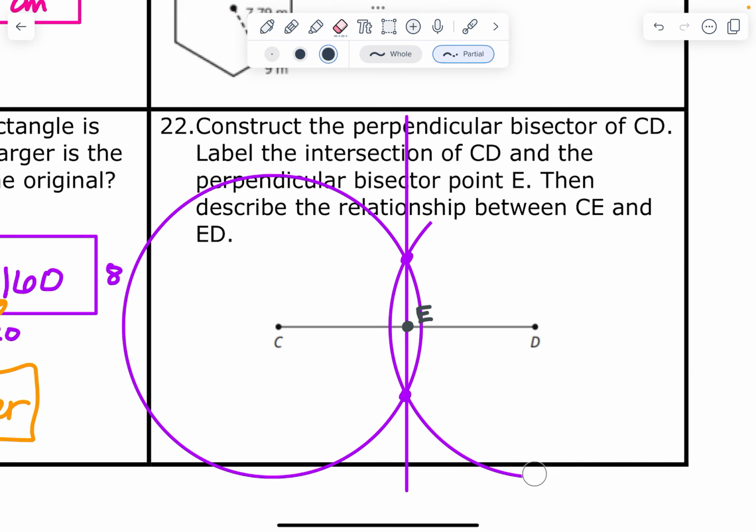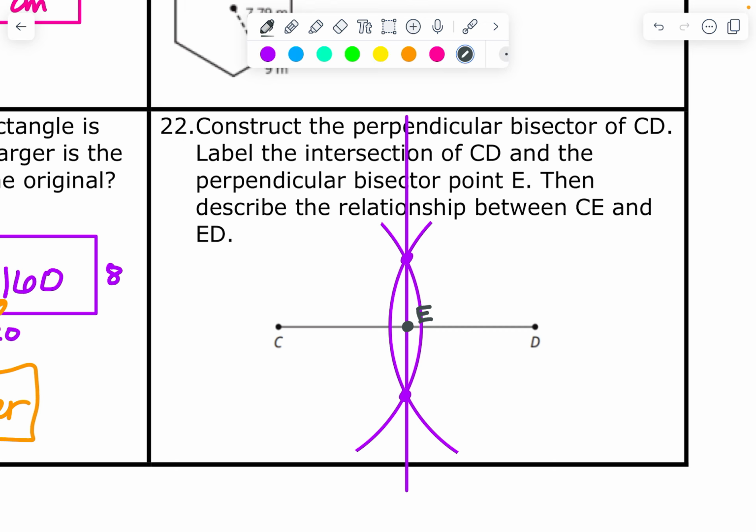You don't need to erase though. You keep it there, unless you didn't do the whole circle. If you just did the arcs like that, that's fine. We know it's perpendicular, so I'm going to put the square. And then we have to describe the relationship between CE and ED. Boom. They're equal to each other. You could put CE equals ED, or you could put segment CE is congruent to segment ED. Something like that.